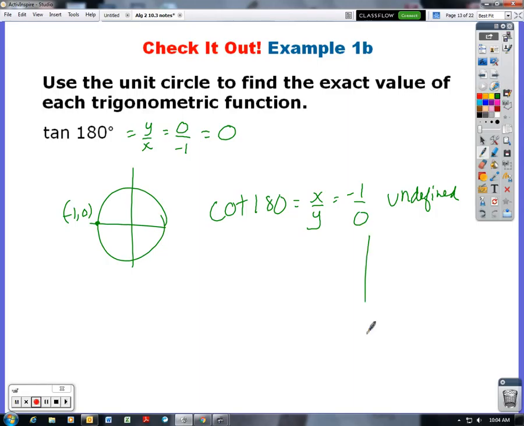I could show you a little sneak peek. This is what tan looks like. Tan actually looks like that when you graph it out, believe it or not. See, it has asymptotes at certain values. So that's a sneak peek of what you're going to do next year.